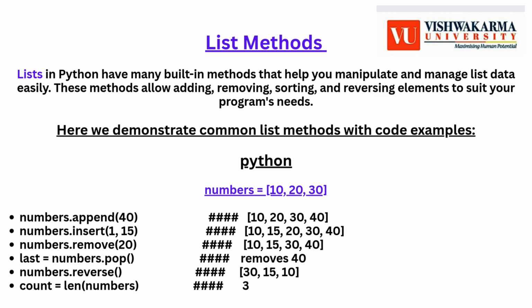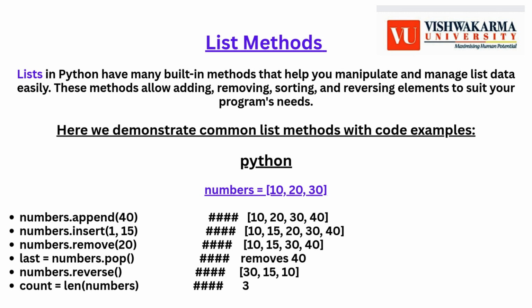And another is numbers.remove(20). So remove is used to remove an element from the list. We are removing the element 20, so the number 20 is removed. The list we will get is 10, 15, 30, 40. You can see that after 15, the number 20 is removed, and the final list is 10, 15, 30, 40.